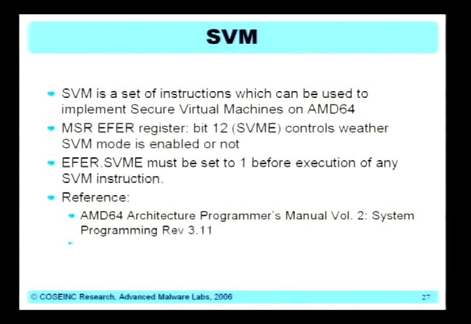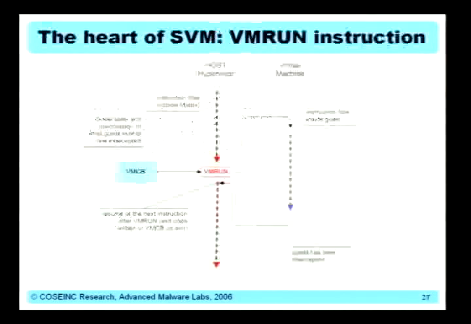You can find a detailed reference in the Architecture Programmer's Manual, Volume 2. Okay, so this is how SVM works. This is the official explanation of SVM. Can you see the cursor? Yeah? So first we have SVM disabled, so there is no notion of host or guest, but still we are the native machine here, right? We are executing some instructions.